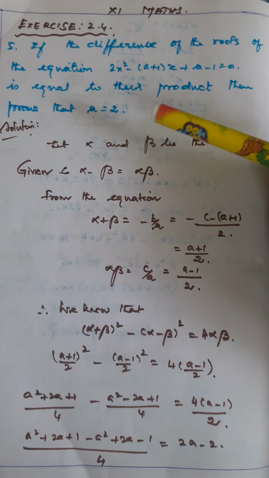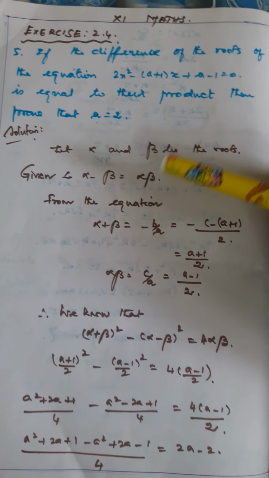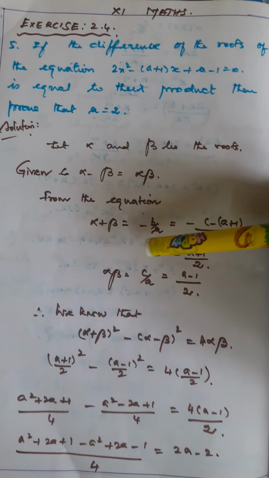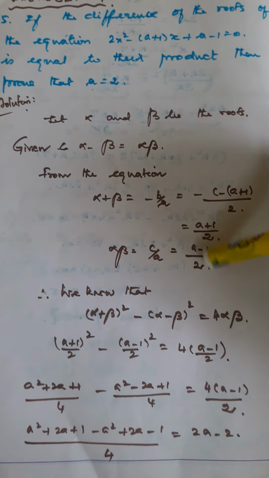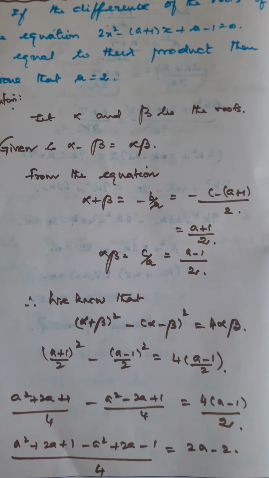So I am taking the roots of the equation as alpha and beta. So alpha plus beta, the sum of the roots, is (a plus 1) by 2. Like that, the product of the roots is (a minus 1) by 2. This is one of the formulas. This is not an easy one for all.